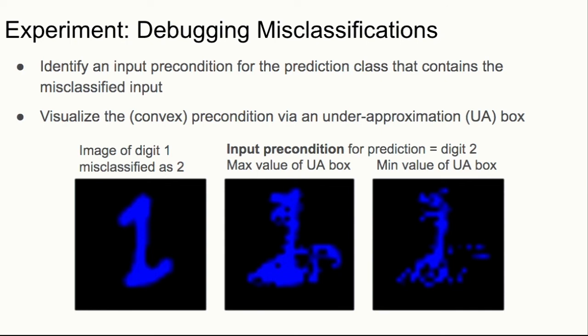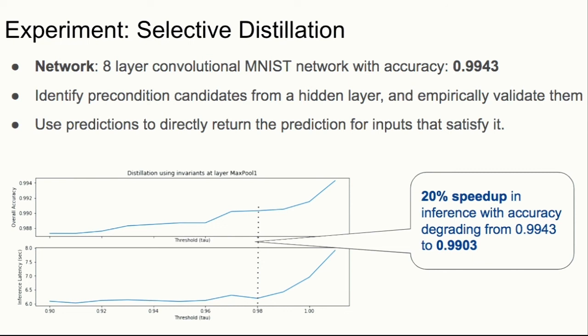Here's our distillation example. So again, a toy network. We use an 8-layer convolutional network. We trained a decision tree at the third layer to identify candidate invariants at that layer. Now you can score these invariants by empirically validating them. So how accurate are they at predicting the property on a held out set? Then you start diverting traffic to those invariants, starting with the highest scoring ones, which means, suppose I want the prediction on this input, I run it to the third layer, then I see if the invariant holds. If it holds, then I return the prediction. Otherwise, I let it go.